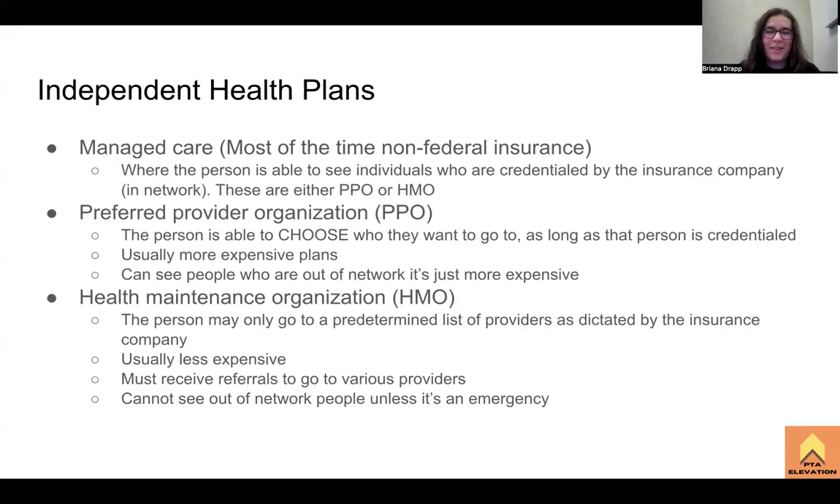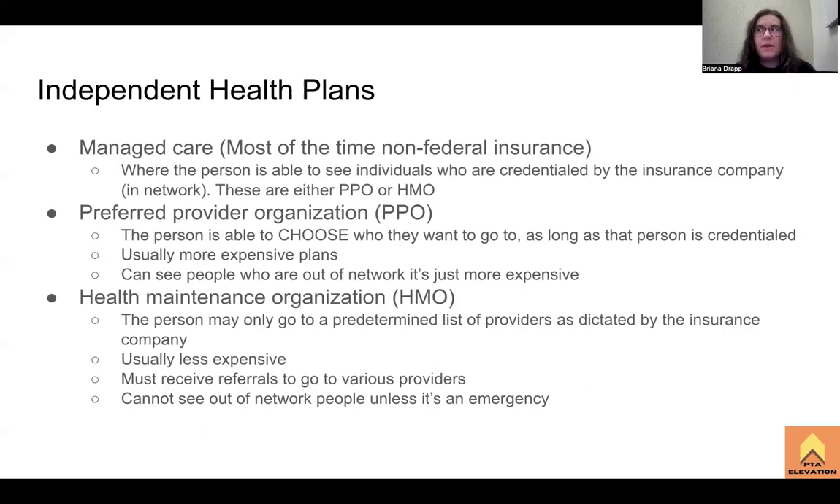That's how I like to think of it. So with an HMO, you have to pick from that list of people on there. My dad's insurance was an HMO plan, so he had to pick from that list of people who he can go to. And you must also receive a referral to go to another provider. So this is a referral system. Instead of you self-referring, you have to get a referral from your physician.